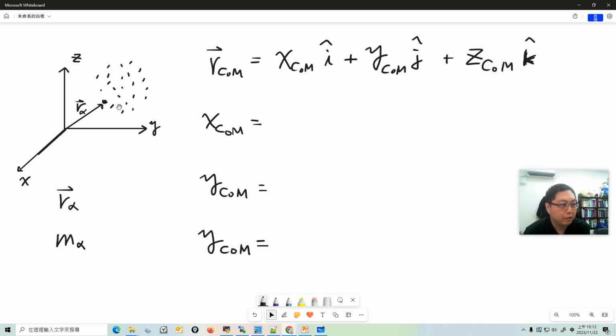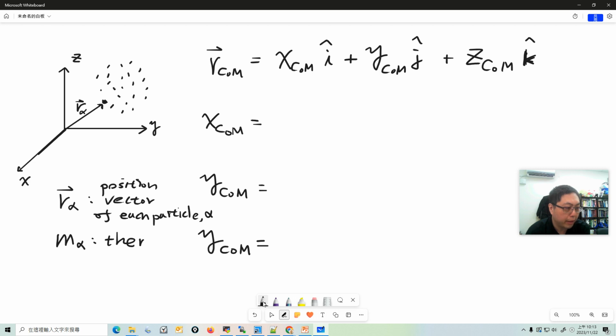Suppose we have a system of particles, and R alpha is the position vector of particle alpha. M alpha is the mass of the particle alpha.